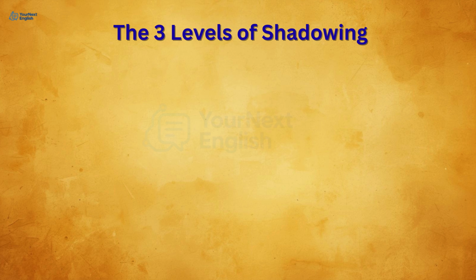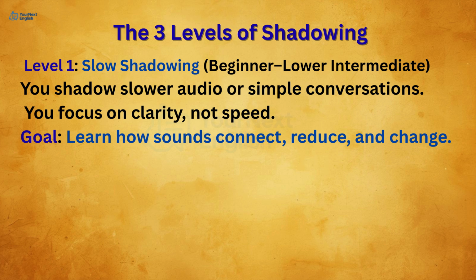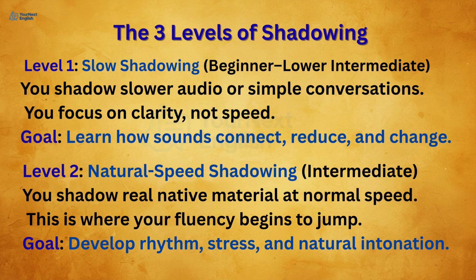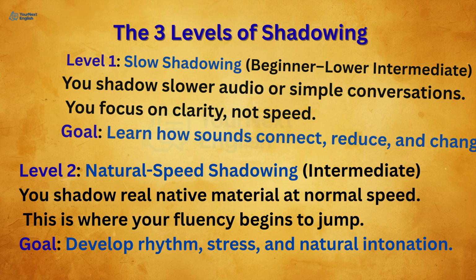The 3 levels of shadowing. Level 1. Slow shadowing. Beginner to lower intermediate. You shadow slower audio or simple conversations. You focus on clarity, not speed. Goal: learn how sounds connect, reduce, and change. Level 2. Natural speed shadowing. Intermediate. You shadow real native material at normal speed. This is where your fluency begins to jump. Goal: develop rhythm, stress, and natural intonation.